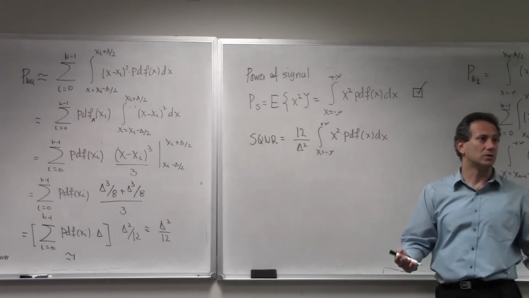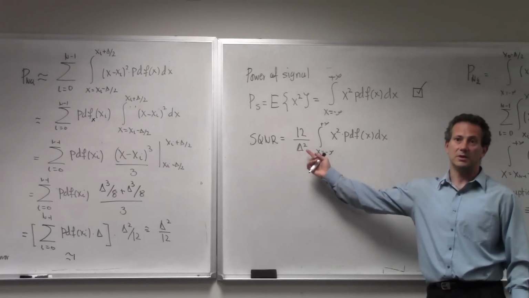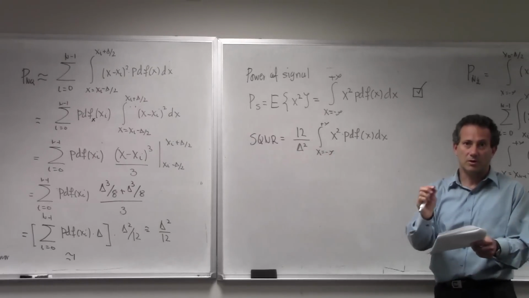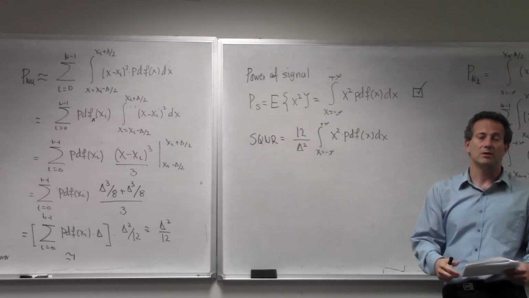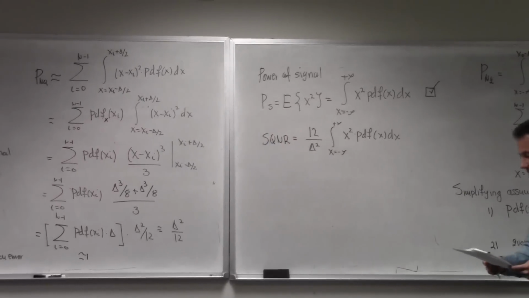So the signal to quantization noise ratio grows as the delta becomes small. Right? The smaller the steps, the better you are at quantizing, therefore your signal to noise ratio goes up. You're introducing less noise through your quantization process.